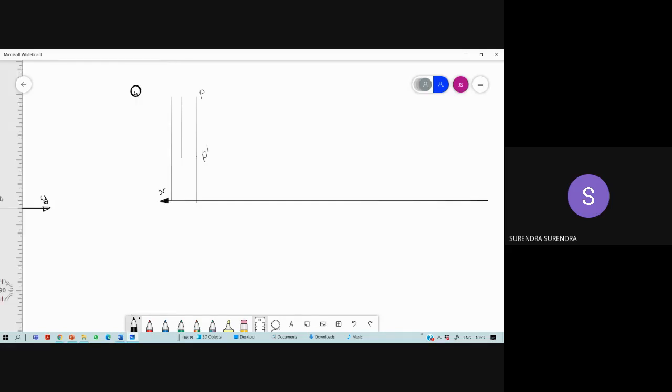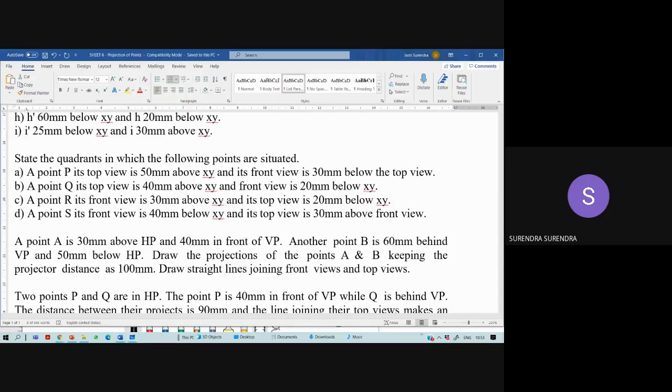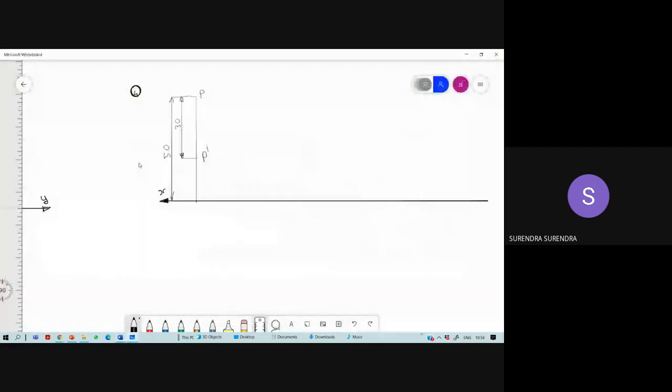So in the problem it is given as point P, top view 50 mm above XY line and P dash 30 mm below top view. So represent the dimensions in the same way. After completing, you are asked to state the quadrants in which the following points are situated.